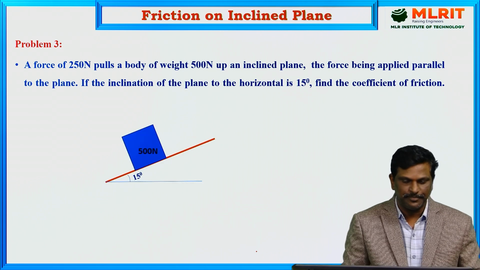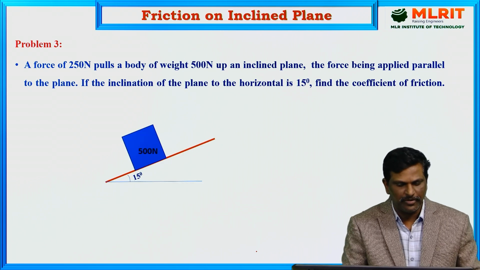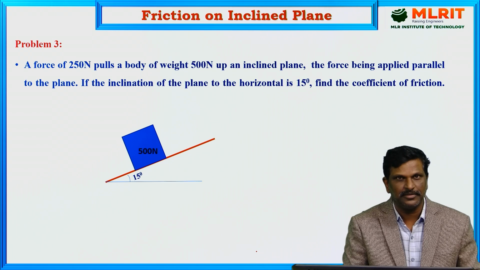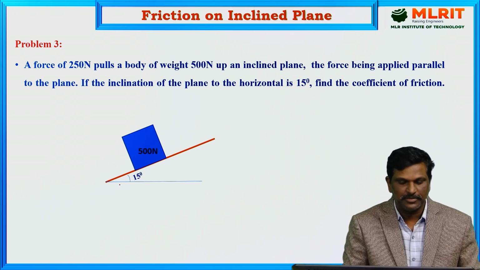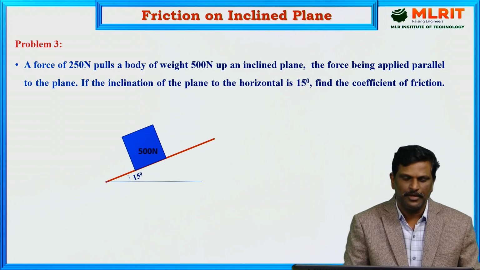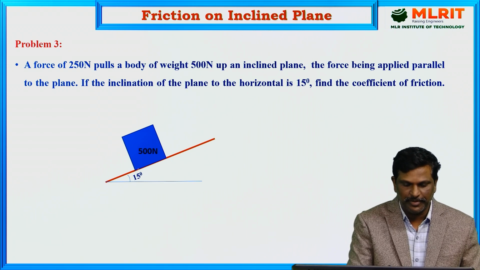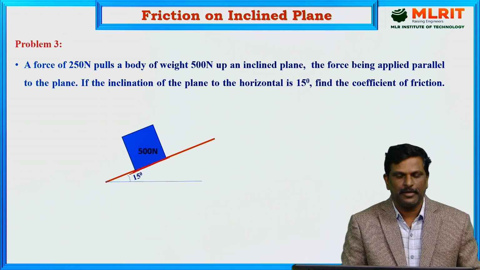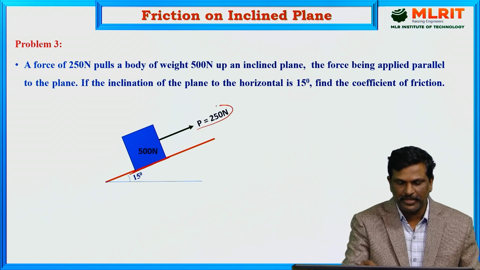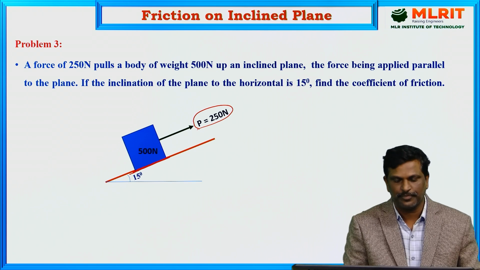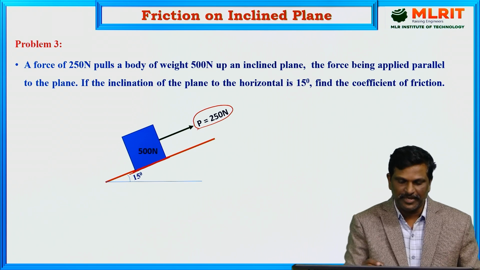Look at the diagram. A block of 500 newtons is resting on an inclined plane, which is at an angle of 15 degrees to the horizontal. And the coefficient of friction we need to find. The coefficient of friction will be between the contact surface of the block and the plane. And here the force is given, a 250 newton pull is applied to the body as shown in the figure.